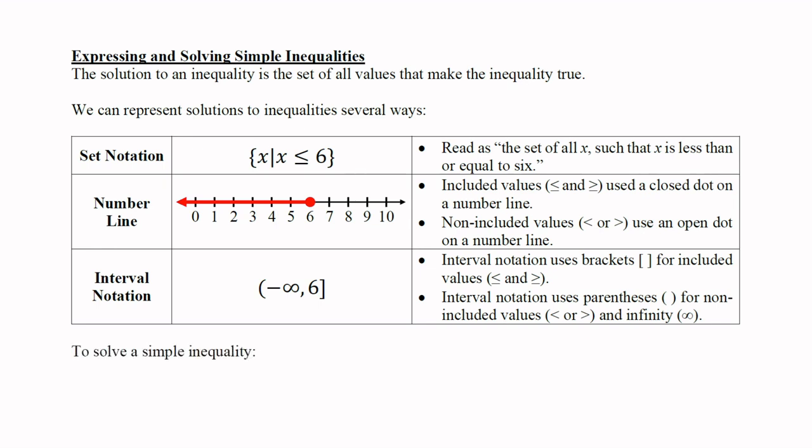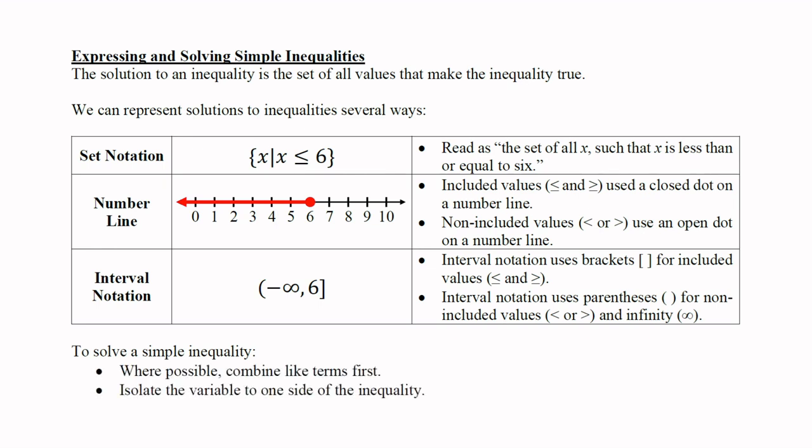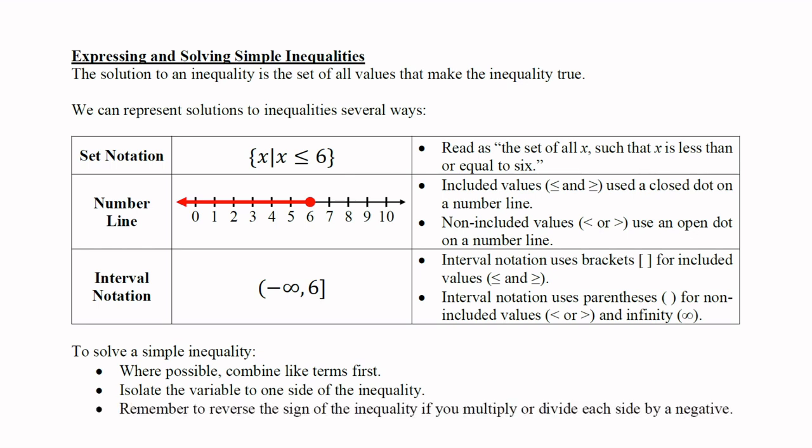To solve a simple inequality, where possible, combine like terms first, isolate the variable to one side of the inequality, and remember to reverse the sign of the inequality if you multiply or divide each side by a negative.